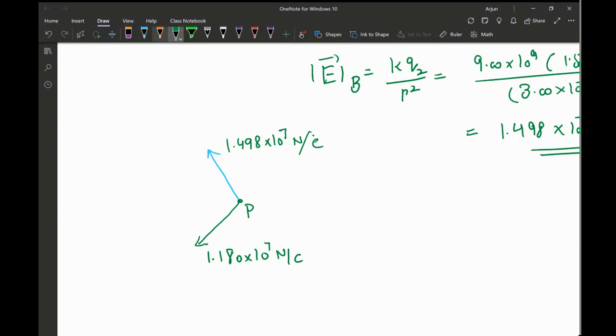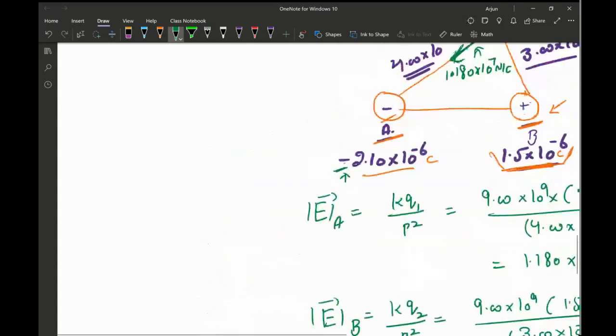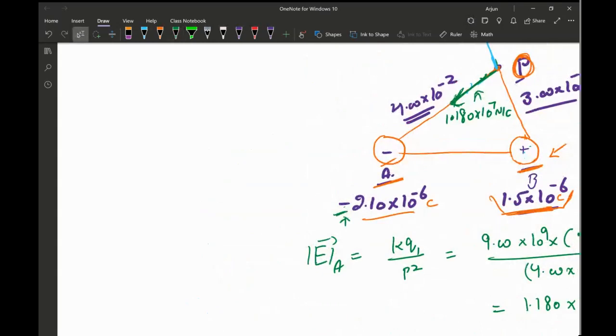Now I'll try and find the components of these two vectors. For the blue vector, one component will be horizontal in this direction, and the vertical component will be upwards. For the green one, one component will be in the west direction, and the other component will be down in the south direction. We will try and find these components. To find these components, we need to know the angle also. So I'm going to go back to the diagram.